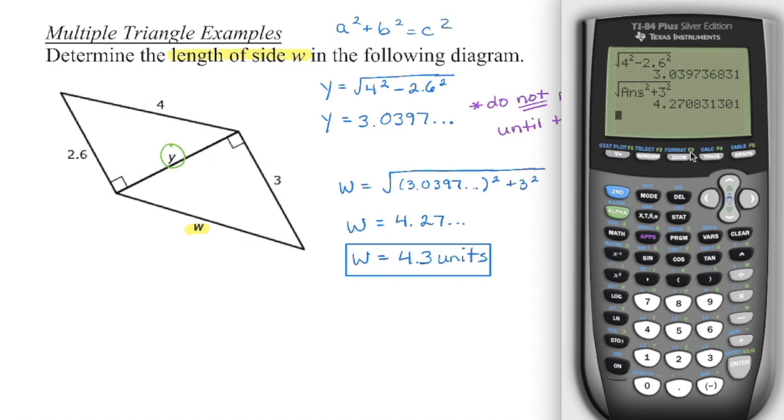And then we're rounding this to the nearest 10th. Again, that is a 7, which bumps the 10th position to a 3. And in this particular example, we're not given any units, so I just left the side length as 4.3 units.